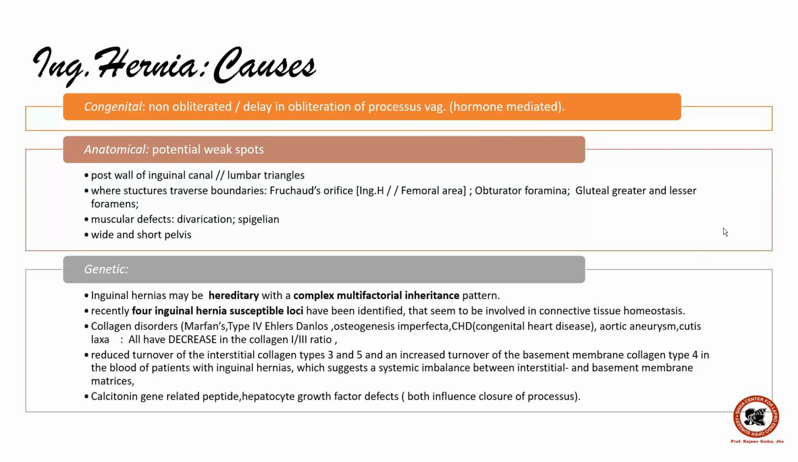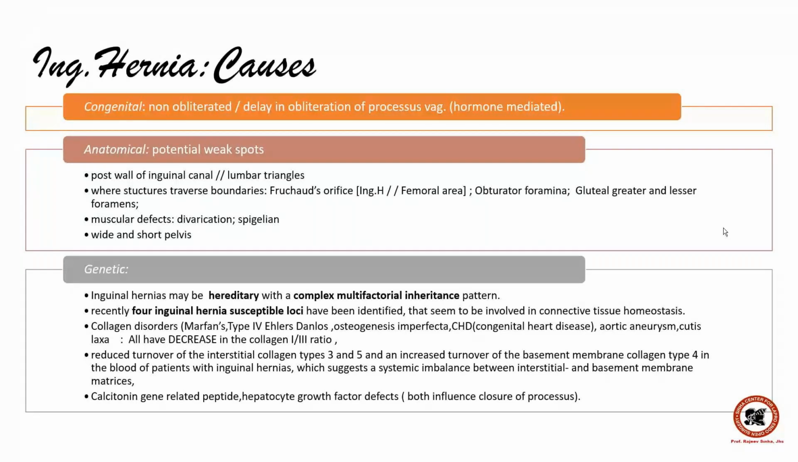There could be other reasons to it. Number one, anatomical, and these anatomical relate to the potential weak spots. And the most important potential weak spot in the inguinal region is the posterior wall of the inguinal canal. Because the whole of Fruchaud's orifice that we're talking about, the myopectineal orifice, is an area which is a weak area responsible for the hernia.